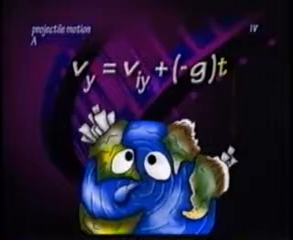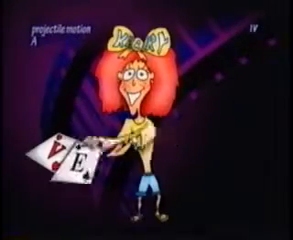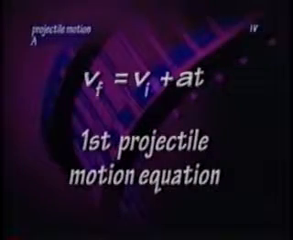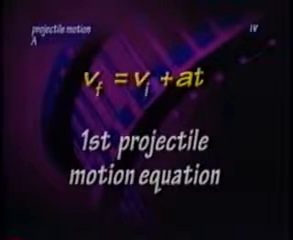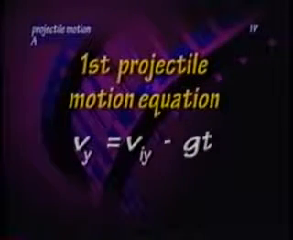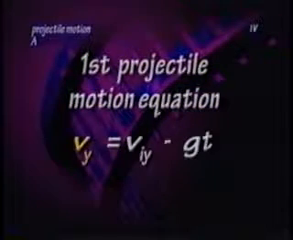goes downward, times time. So, since we're only dealing with velocity in the y direction, to get our first projectile motion equation from our VVAT equation, substitute v sub y for v sub f, v sub iy for v sub i, and negative g for a. Then we get our first projectile motion equation. V sub y equals v sub iy minus gt.